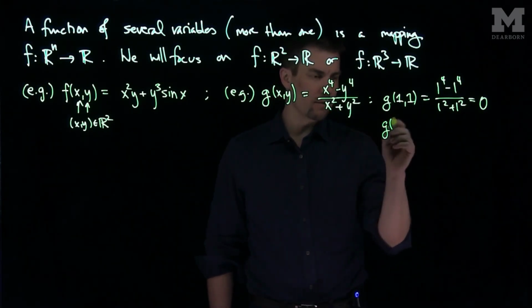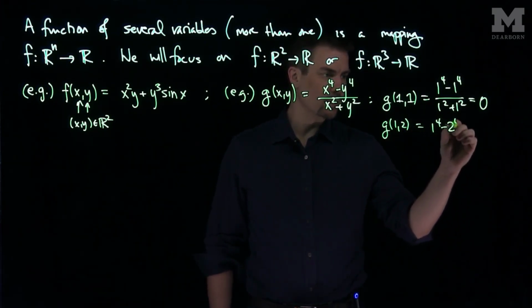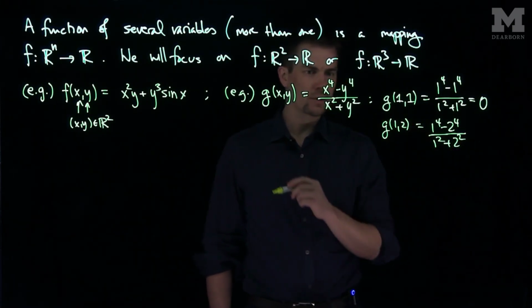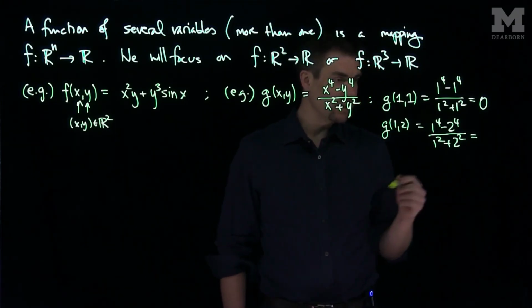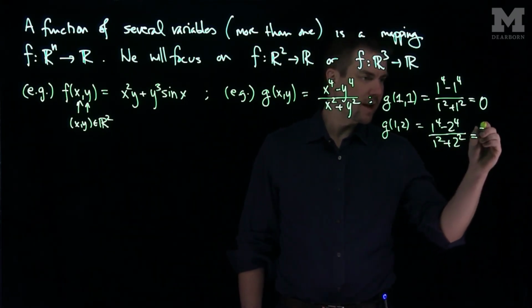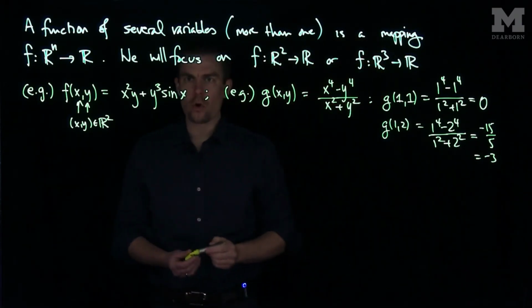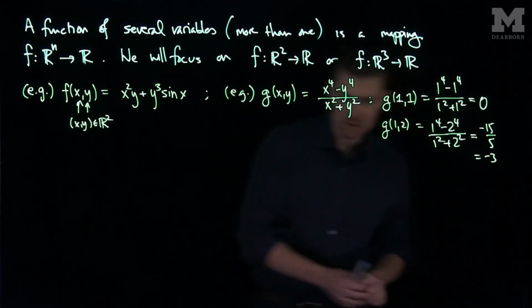We can plug in other numbers to this. If I look at g of, for example, 1, 2, that would be 1 to the fourth minus 2 to the fourth over 1 squared plus 2 squared. And now we see that this is going to be 1 minus 16 over 5. So it's going to be negative 15 over 5, or that's just going to be negative 3. We can also look at functions of three variables. So we can think of these types of functions.